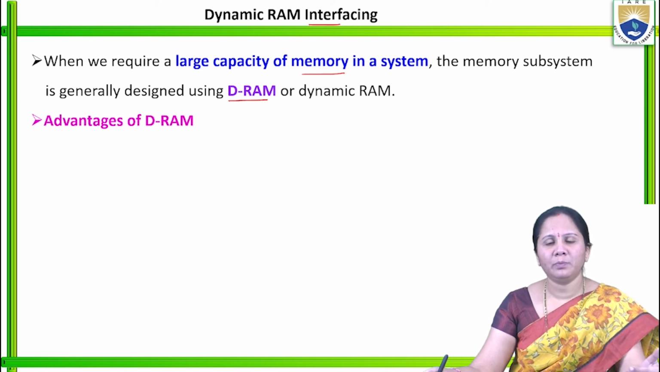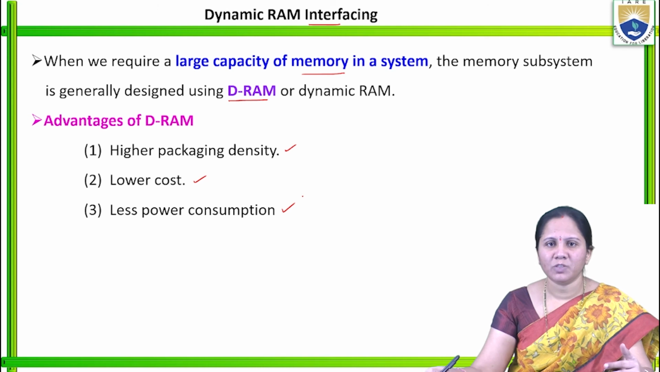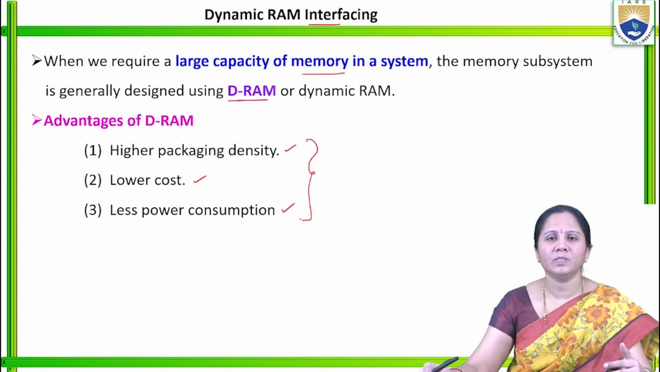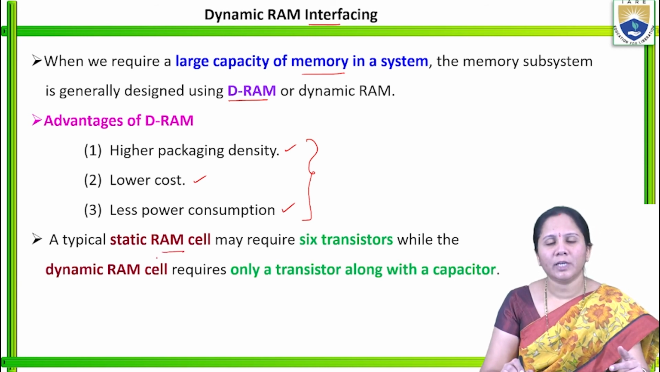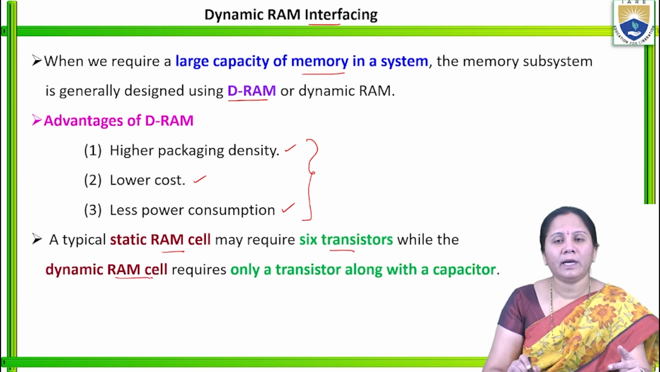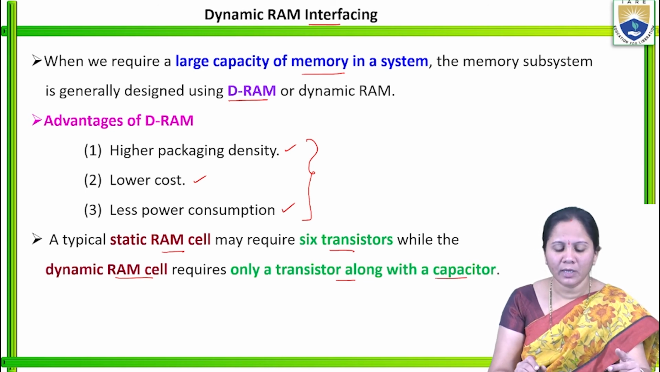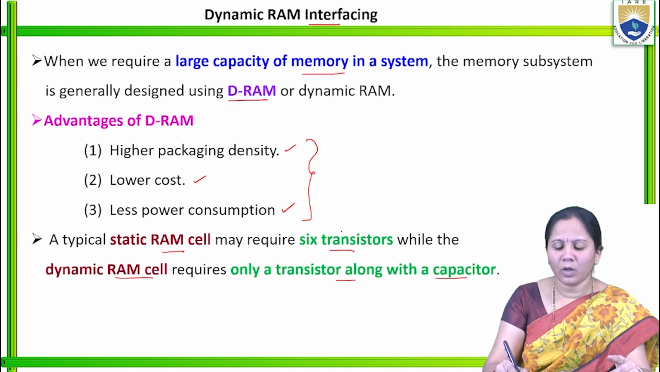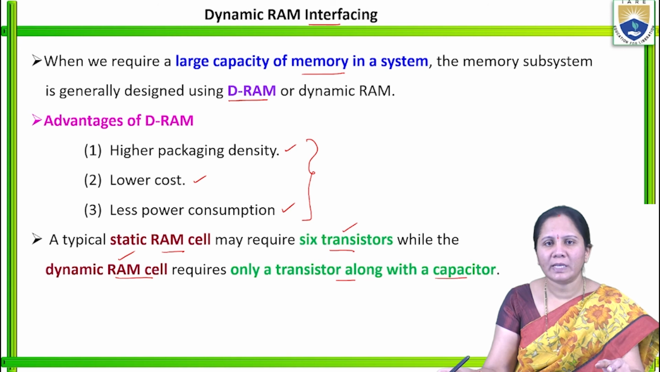Now, we will see some of the advantages and disadvantages of this DRAM. Some of the advantages are high packing density, low cost, and low power consumption. These are the main advantages of using dynamic RAM. Here the static RAM cell is generally designed using 6 transistors, whereas the dynamic RAM cell requires only 1 transistor along with 1 capacitor. So to design a static RAM cell we require 6 transistors, but we can design the dynamic RAM using only 1 transistor along with the capacitor.